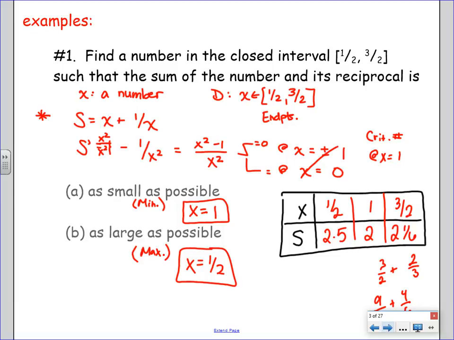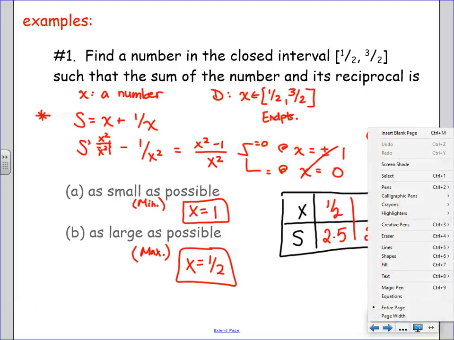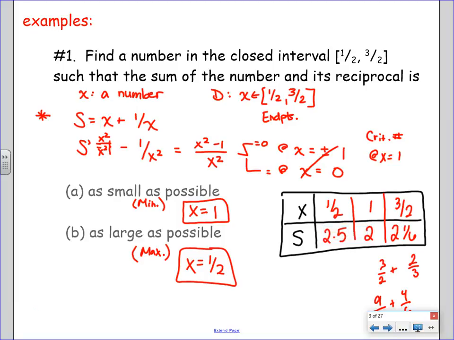Question, why was this a max-min problem? Remind me. Where in the wording? As small as possible, and what else? As large as possible. All right, so in the wording, it didn't necessarily say max-min. It's not like those ones in the chapter test you just got back where it said find the relative extrema or find the relative min or the relative max. But it's in the wording.